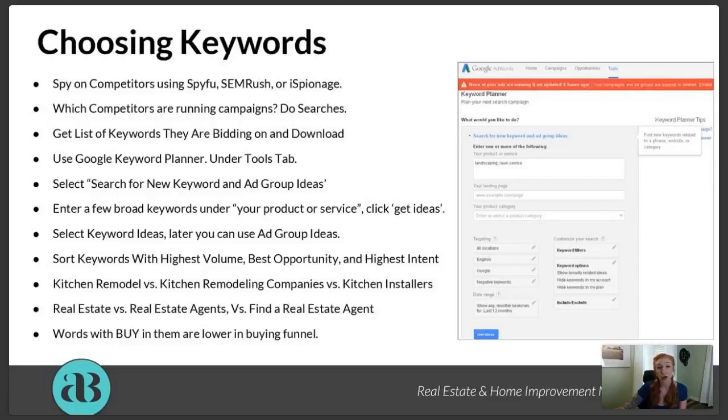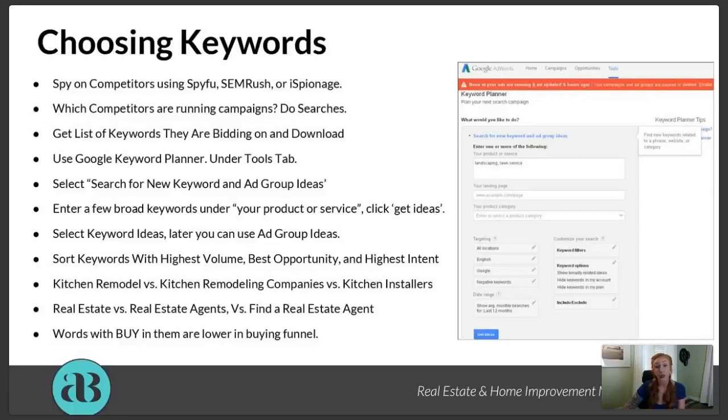Some of these platforms offer free 30-day trials, but if you want to continue to do this, I definitely encourage you to get one of these. But if you don't want to do that, then you can just use Google Keyword Planner. So you're trying to get a list of keywords that you can then sort in an Excel spreadsheet or something later. So you're going to go to the Keyword Planner under the Tools tab, and then you're going to select Search for New Keyword or Ad Group Idea. And when you do that, you can just type in a few broad keywords and see what it comes up with.